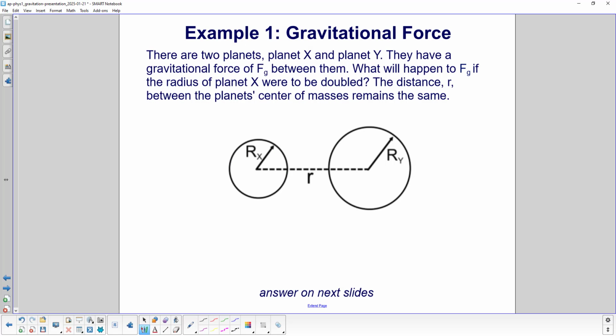There are two planets, planet X and planet Y. They have a gravitational force of F sub g between them. What will happen to F sub g if the radius of planet X were to be doubled? The distance r between the planets' centers of mass remains the same. So this term right here stays the same. So even though this one gets bigger, just kind of draw a partial circle, we don't worry about that. We just have to calculate between the two centers of mass.